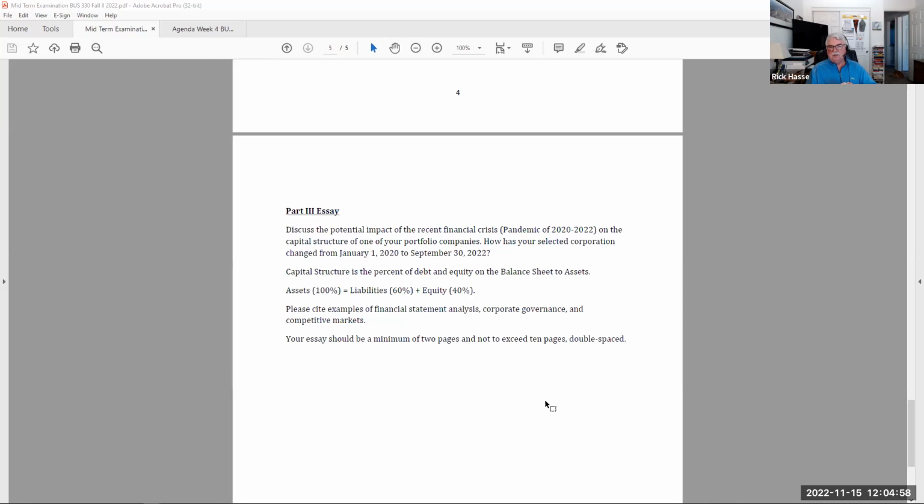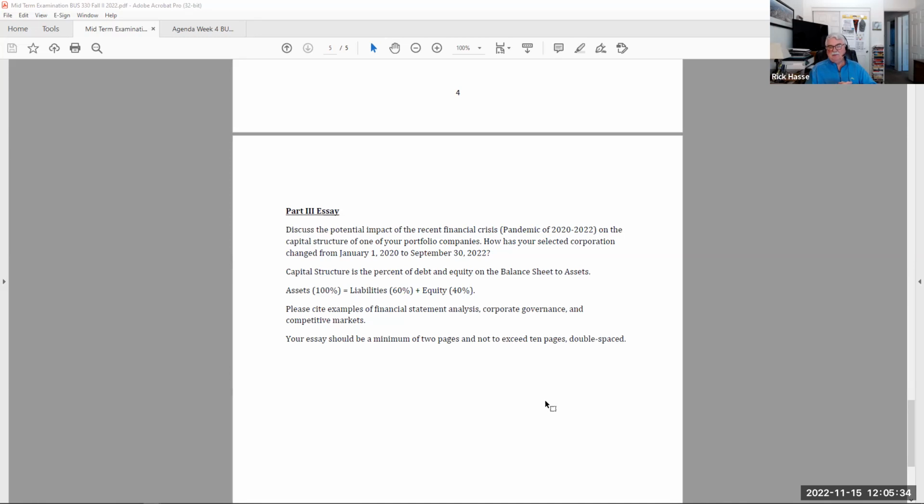You could do a quarterly analysis from January 2020 to September 30th, 2022, of what the capital structure is and see how it trends over that time. Again, you could also do an annual analysis, maybe the fiscal years during that time period of your company. How has the capital structure changed? Once you get those percentages and see maybe a trend on whether the company has higher debt or lower debt during that time period, explain what in your interpretation might have caused that.